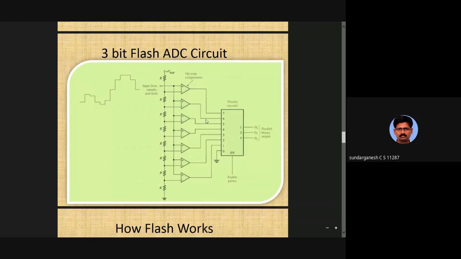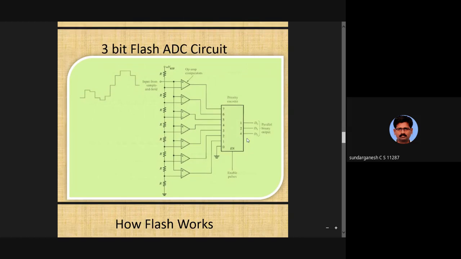For example, the 7 is getting a 1. At the same time 6, 5, 4, 3, 2, 1, everything is getting 1, but it will take 7 as the input. So the remaining inputs it will neglect. That is the purpose of the priority encoder. So if 7 is high, the output of this encoder is 111. This is the flash type ADC.